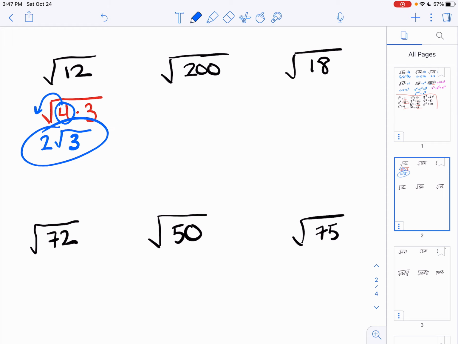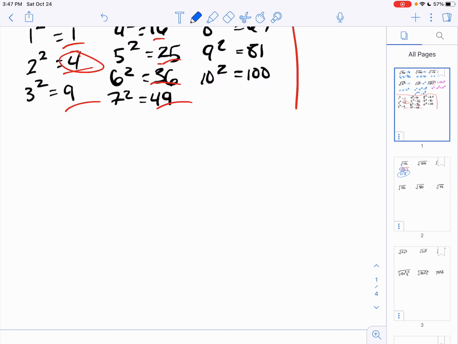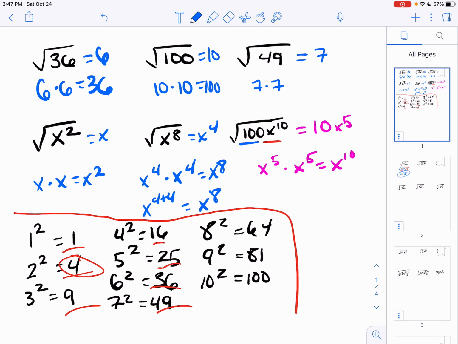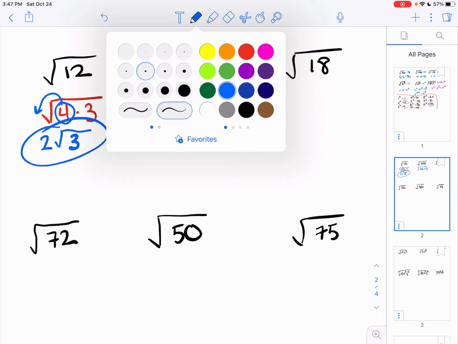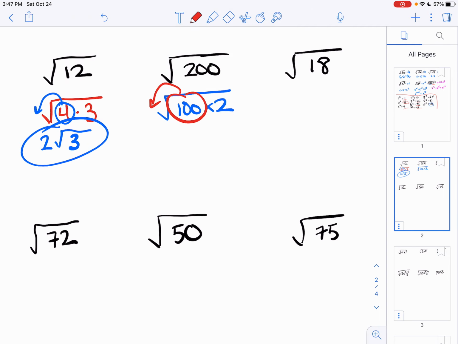We look at the next one, 200. What is the biggest perfect square that goes into 200? Back to this page. We look, and look at that. 100 is the biggest one that goes into 200. So we can rewrite the square root of 200 as 100 times 2. And the reason why we're going to do this is because we can actually take the square root of 100, which is 10, and then we can't do anything else, so we have to leave the 2 alone. So we have 10 radical 2.